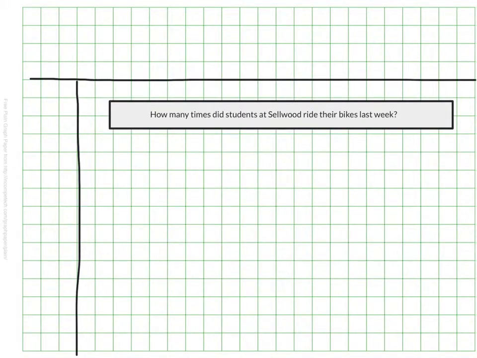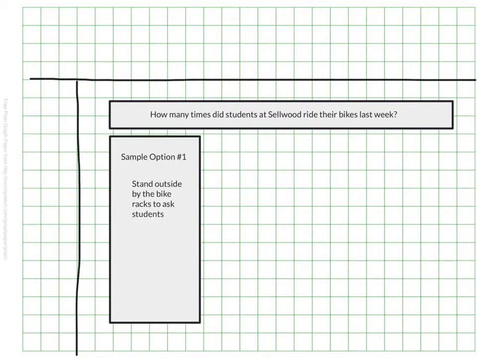Let's think about collecting data on the number of times students at our school rode their bike last week. So we probably can't ask everybody at school, so we'll need to choose a sample. One option might be that we could go out to the bike rack and interview students as they are leaving school for the day, right? We could ask them how many times they rode their bike last week.